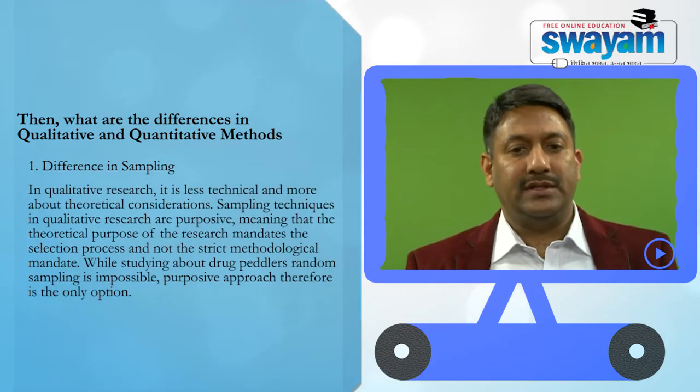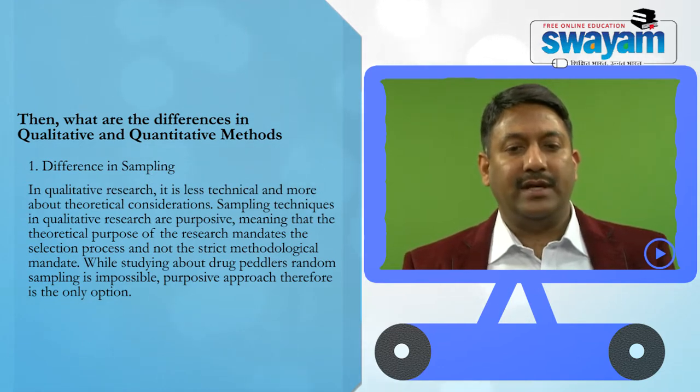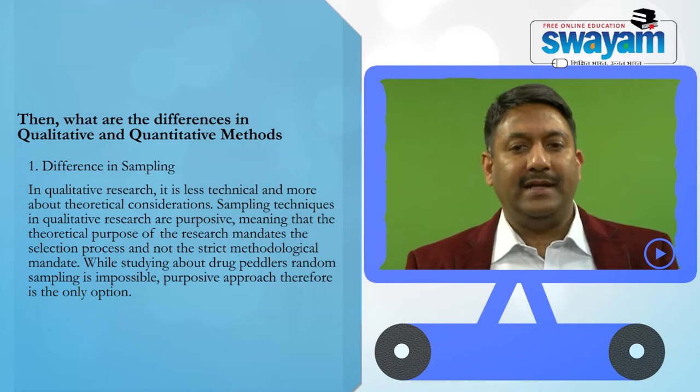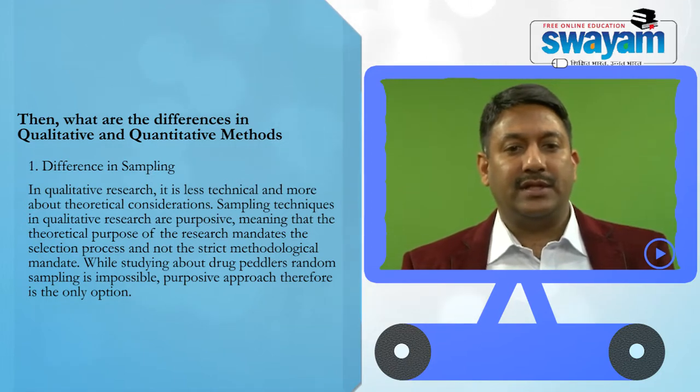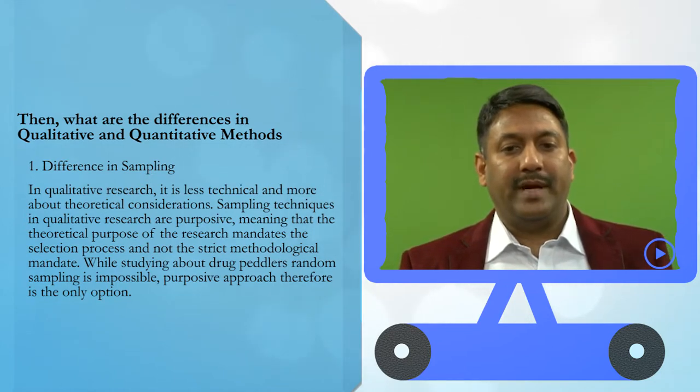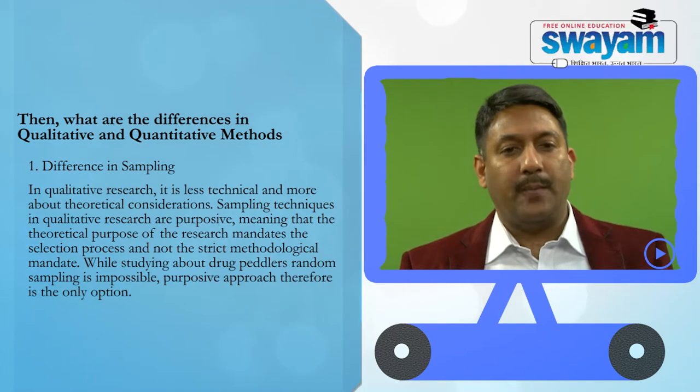In qualitative research, it is less technical and more about theoretical considerations. Sampling techniques in qualitative research are purposive, meaning that the theoretical purpose of the research mandates the selection process and not the strict methodological mandate. While studying about drug peddlers, random sampling is impossible. Purposive approach therefore is the only option.